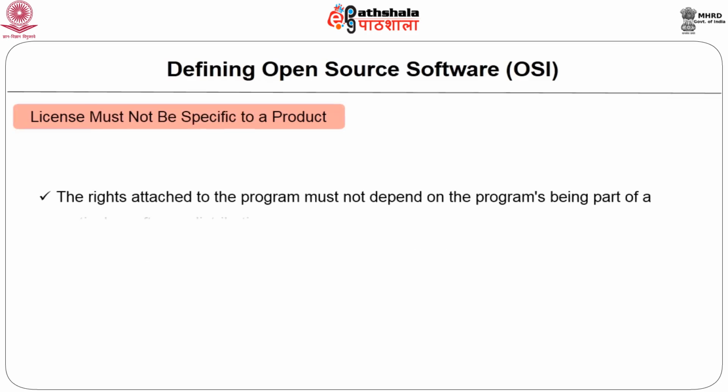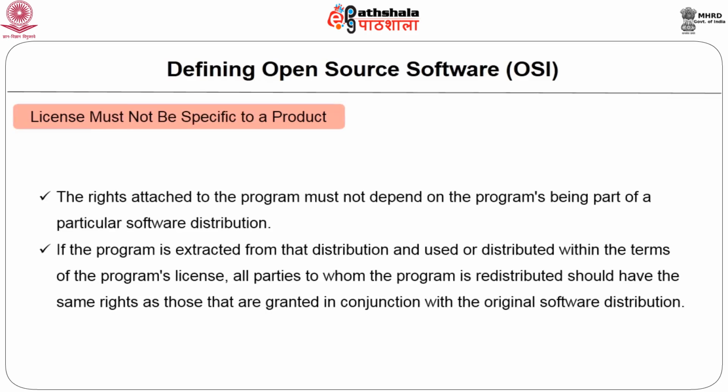The next point, that is the eighth point, indicates license must not be specific to a product. So, according to this point, the rights attached to the program must not depend on the program being part of a particular software distribution. So, the license and product can be independent. According to this point, it cannot be said that any license is only for a particular XYZ product. Licenses can be applied to any product. It should be an open source license.